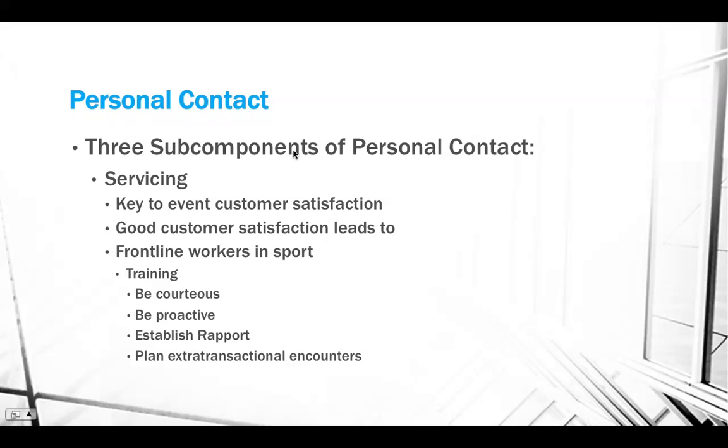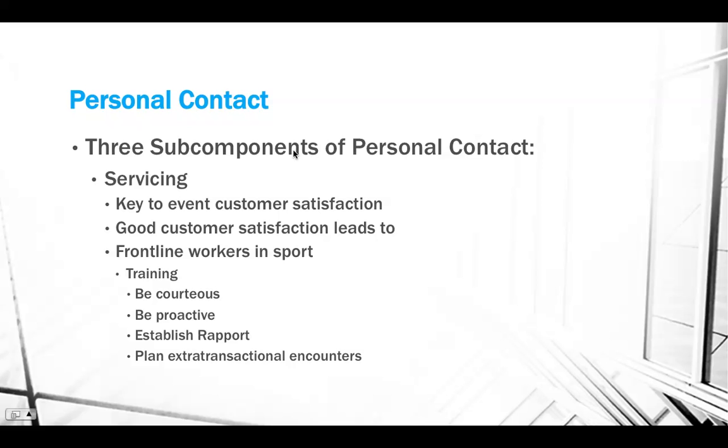The problem here is that a lot of our customer service staff are frontline workers, and these frontline workers in sport are typically seasonal. They're part-time, and a lot of them don't receive benefits. And so there's not a whole lot that we do monetarily that can benefit them. Some of them are just volunteers. And so what we have to do is, as managers and marketers, because we're not typically the ones on the front line, we have to make sure that we're training these staff, training to be courteous.